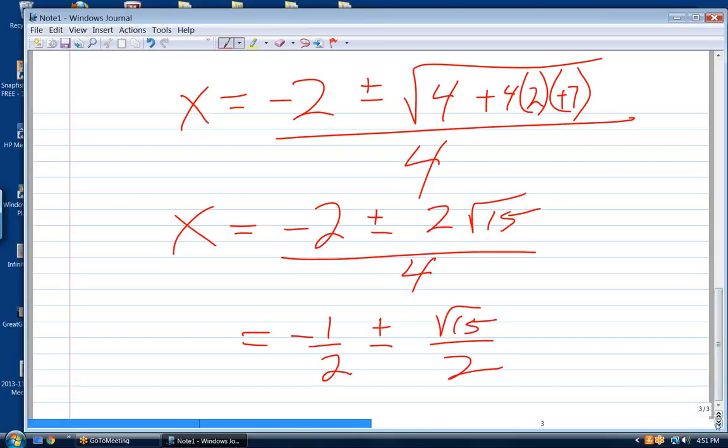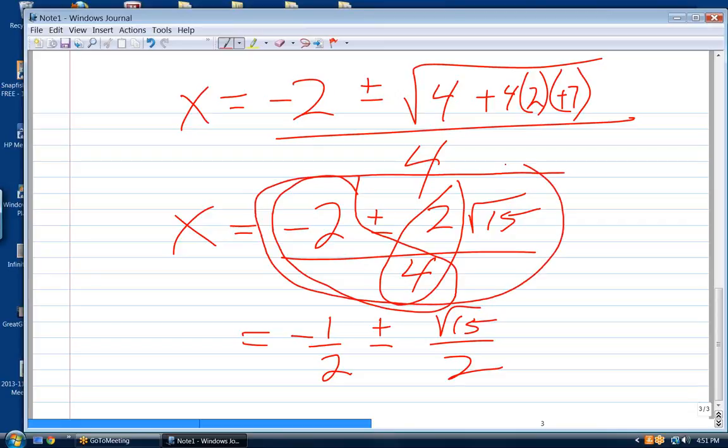Wait, so did the 2 root 15, did the 2 cancel out? This 2 went with the 4 to become 1/2. Oh, okay, I see. This 2 went with the 4 to become 1/2. So all I did was I split this up into 2 fractions.